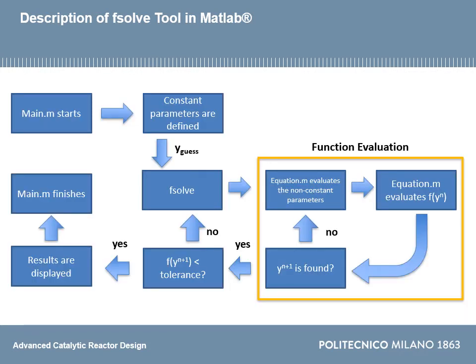The program just described translates into the following algorithm. The user starts to run the main file, which calls fsolve after computing the constant parameters. Then, fsolve starts the numerical procedure. At each iteration, fsolve evaluates multiple times the function f, until it finds the best y for the next iteration. Once the best y is found, fsolve checks if the system of equations is solved by means of the tolerance specified by the user. If so, the solution is stored by main.m, otherwise, fsolve starts a new iteration, until convergence is reached.